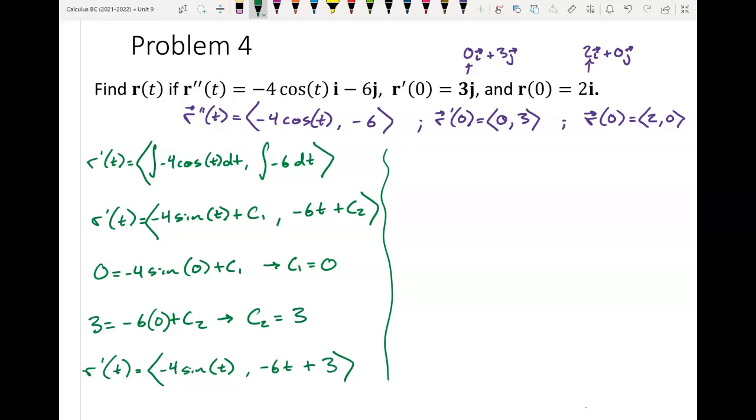All right, so this is my velocity function. Are we good with that? I haven't done the other part yet, but are we good with the velocity function? I got negative 4 sine of t, comma, negative 6t plus 3. Good with that? All right. I'll go ahead and do the other one. You can check your work with that. I'm forgetting my little vector arrows. Can't forget those.